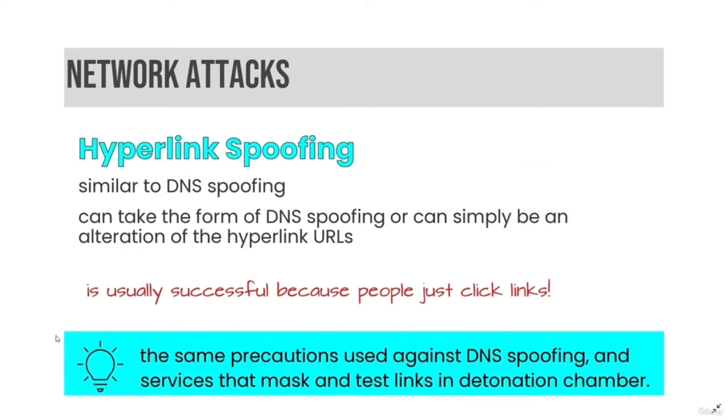Another form of a network attack is hyperlink spoofing. Hyperlink spoofing is very similar to DNS spoofing. It can take the form of DNS spoofing or just simply be an alteration of the hyperlink URLs.